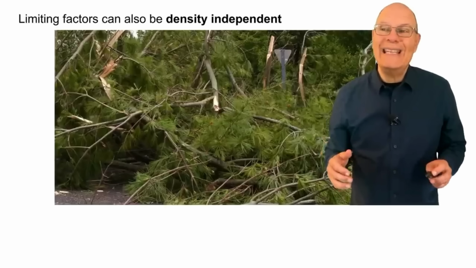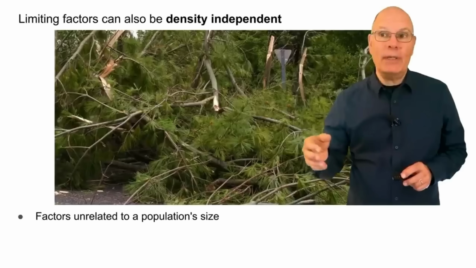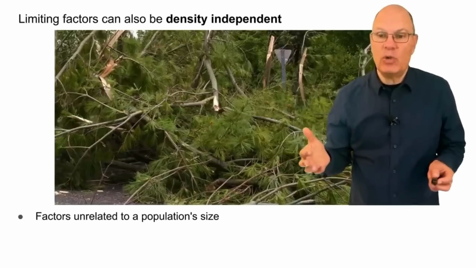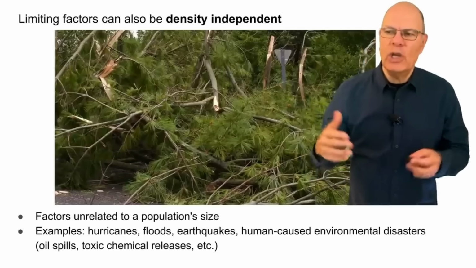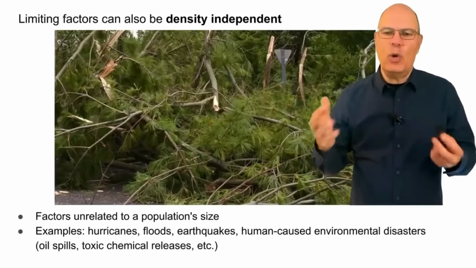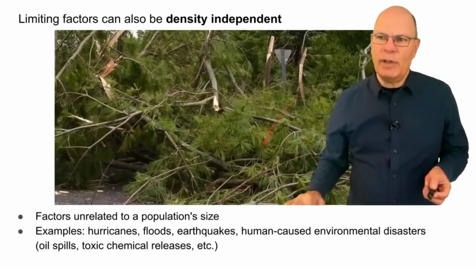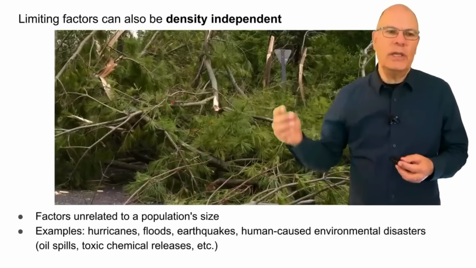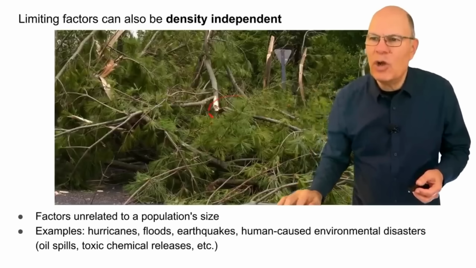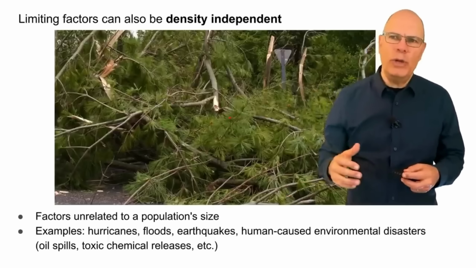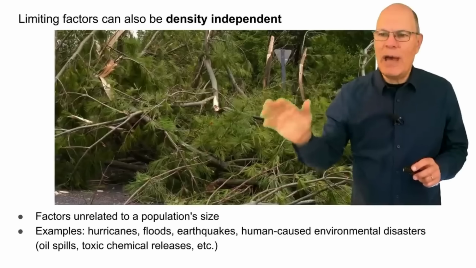Limiting factors can also be density independent, and these are factors that are unrelated to a population's size. They're not related to the population's increasing density. Examples are things like hurricanes, floods, earthquakes, and human-caused environmental disasters like an oil spill or a toxic chemical release. All of those have nothing to do with the population. For example, a population of birds that was living within these trees is going to be vastly reduced by the damage caused by this storm. But that had nothing to do with whether there were a lot of individuals or just a few individuals. It's outside the population's density.